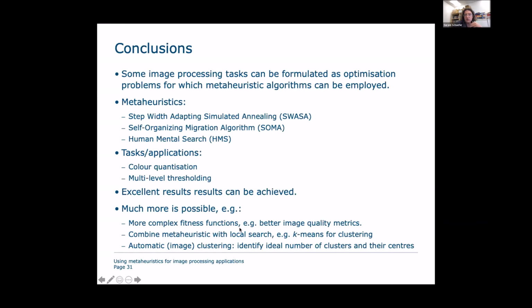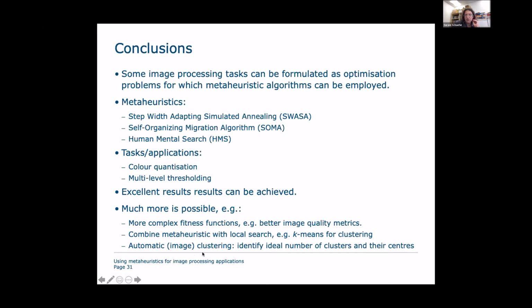So we can use different fitness functions, more complex fitness functions, for example, for color quantization, better image quality metrics. And we've done some work on that before. We can improve the metaheuristics by incorporating a local search, for example. That can be something that's quite simple, like running k-means after we're running one of the metaheuristics, because k-means is guaranteed to identify a local minimum. But it can also be something that's more complex. And on both of these, we have done some work.